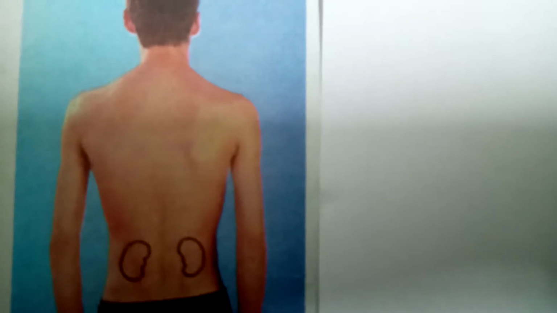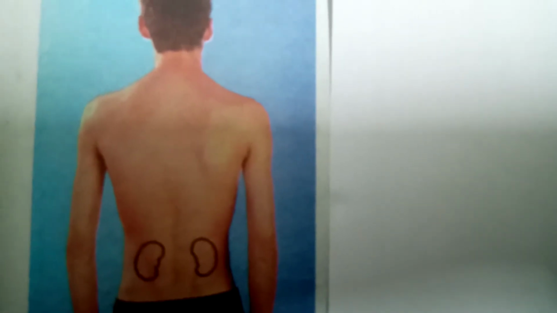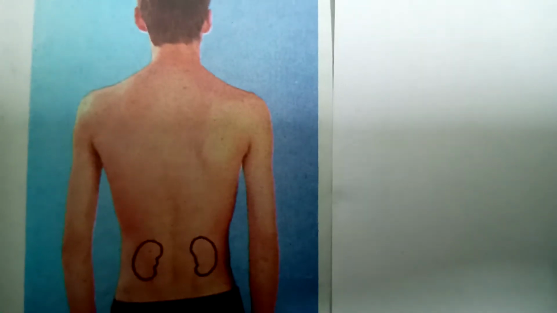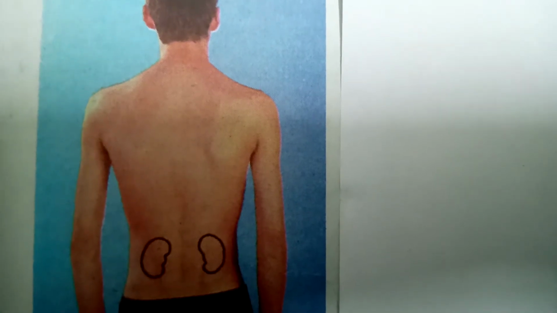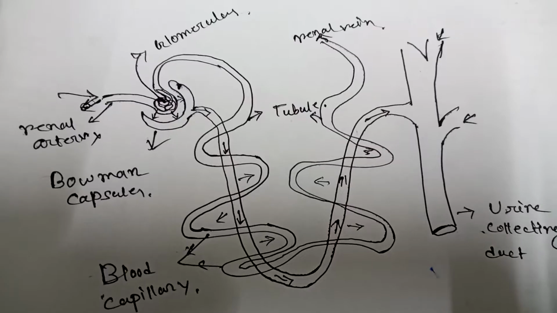The main part of the human excretory system is one pair of kidneys. The kidneys are bean-shaped organs towards the back of our body, just above the waist. Each kidney is made up of a large number of excretory units called nephrons. So now we will see about the nephron.